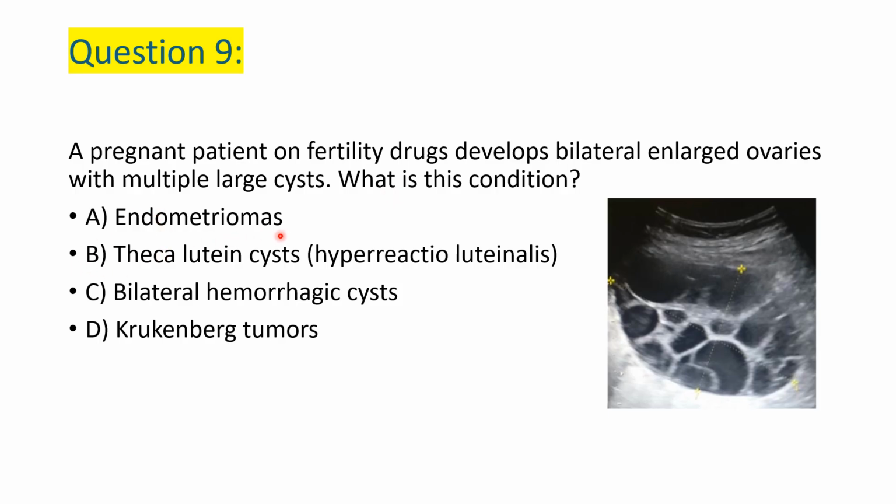A. Endometriomas. B. Theca lutein cyst, hyperreactio luteinalis. C. Bilateral hemorrhagic cyst. D. Krukenberg tumors. So the correct answer is, because of the hyperstimulation by the fertility medication, the answer is theca lutein cyst, which is called hyperreactio luteinalis. That's the morphology.